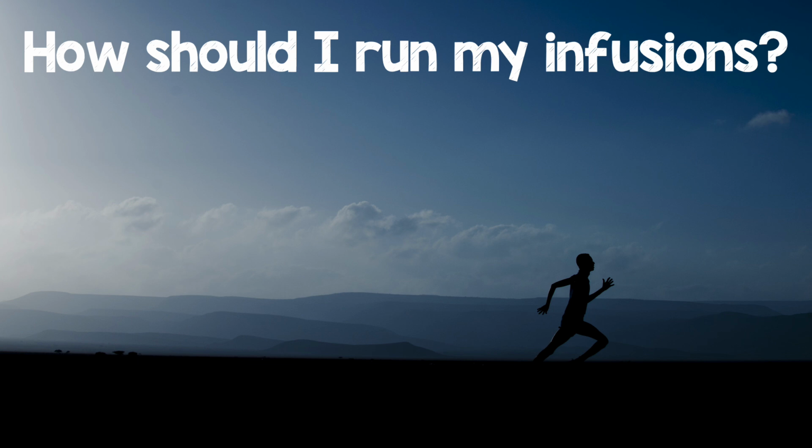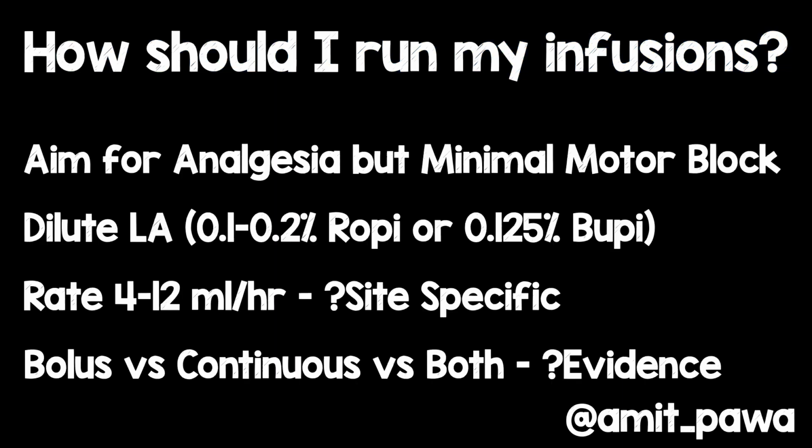So now we've done all of that, how should we run our infusion? We've got a few options here, and ultimately you want to get analgesia but minimal motor block. I tend to use dilute 0.1% bupivacaine or 0.125% bupivacaine, but you might choose to use levobupivacaine or ropivacaine, whatever your institution has as a preference. And you could use a rate between 4 to 12 mLs per hour, depending upon the weight and the amount of local anesthetic already being administered.